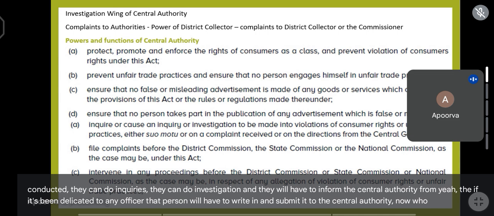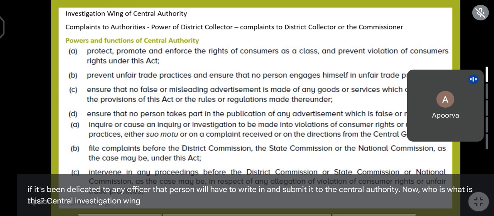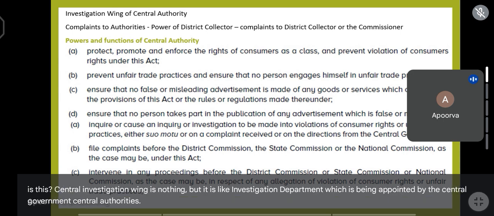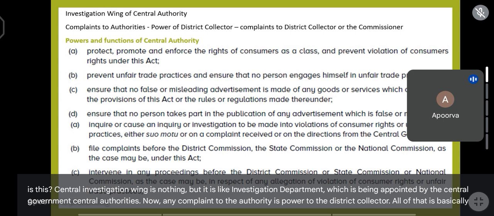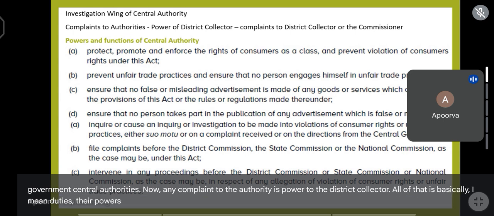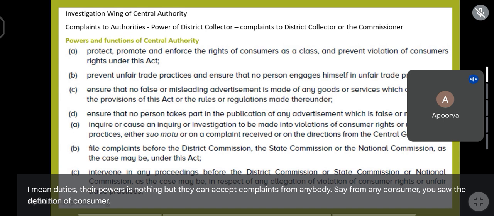Now, what is this central investigation wing? It is like an investigation department which is appointed by the central government, the central authorities. Now, regarding any complaint to the authorities and power to the district collector, all of that is basically their main duties. Their powers are that they can accept complaints from anybody, any consumer. You saw the definition of consumer. Any of the consumers can submit their complaints.